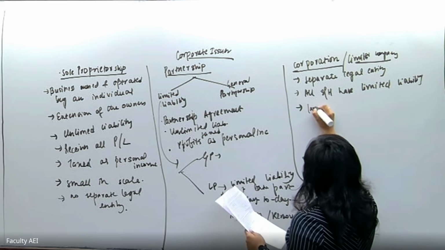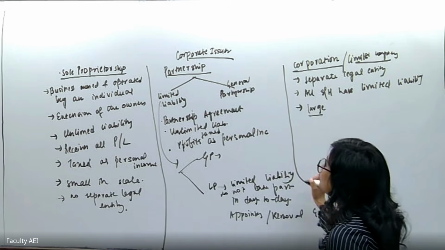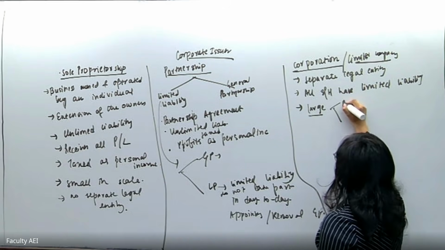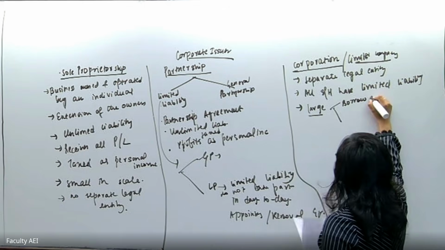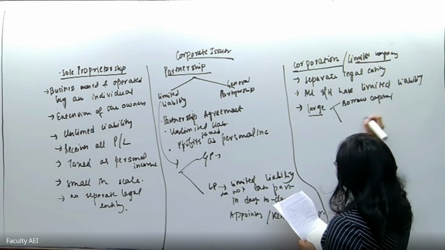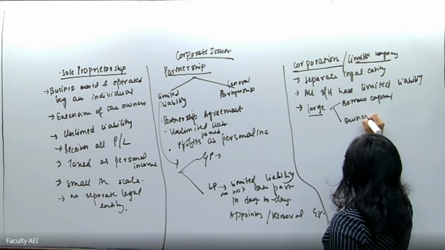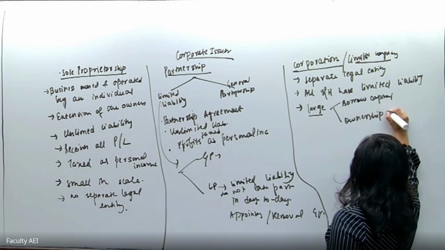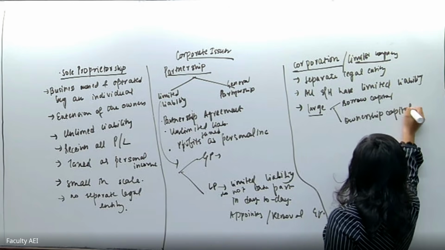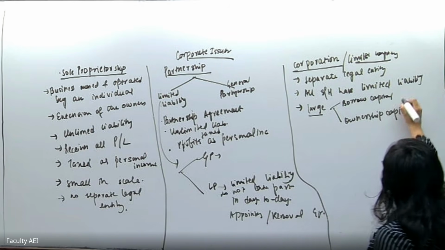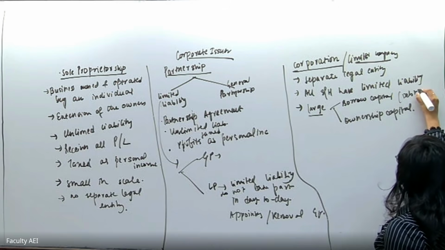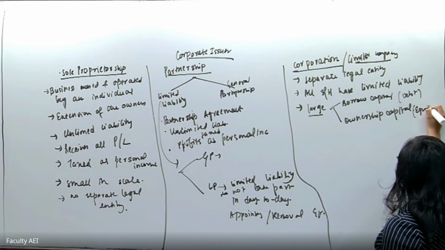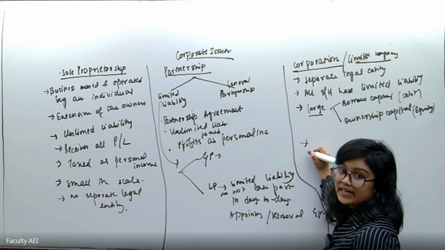Now, these can be larger when compared to other issuers because they can borrow capital. They also have access to ownership capital. So they are large because they can borrow debt, they have ownership capital, and more people can bring in more money.